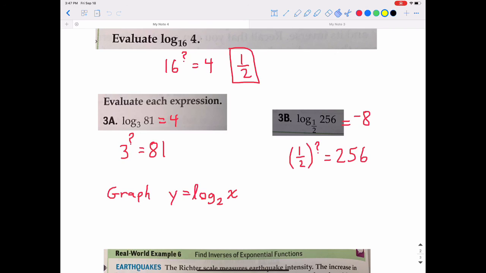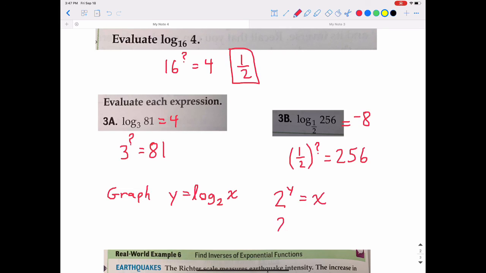So let's think about what the question is asking us to figure out. For the graph to touch the y-axis, that means x would have to equal 0. So if we translated y equals log base 2 of x into an exponential function, the question we would be answering would be 2 to what power, or 2 to the y power, equals x. In other words, 2 to the y power equals, if it is to touch the y-axis, it would have to have an x value of 0. So 2 to what power equals 0?